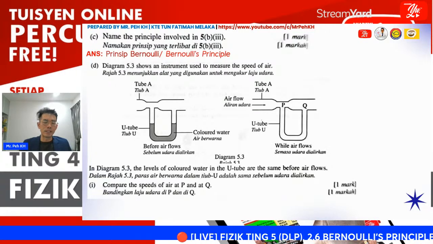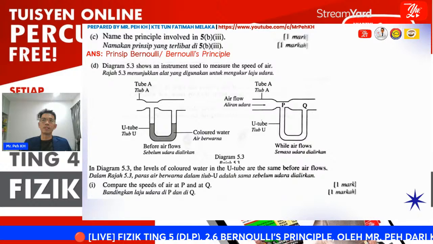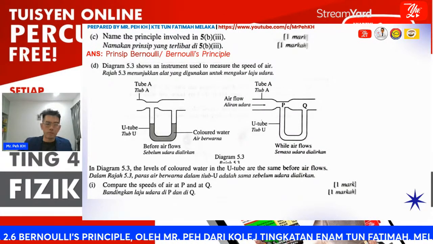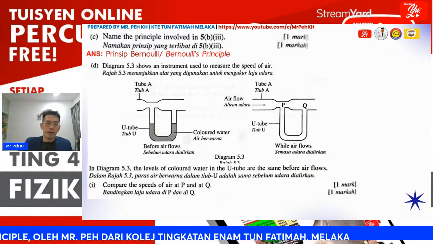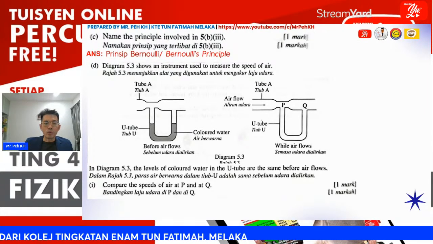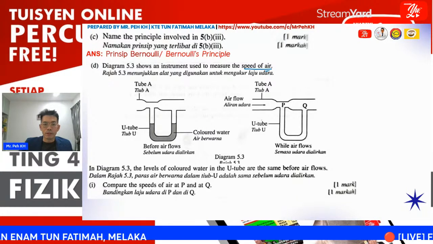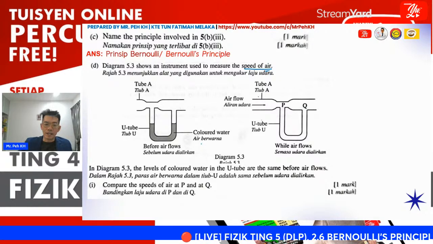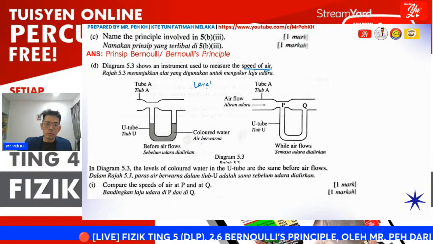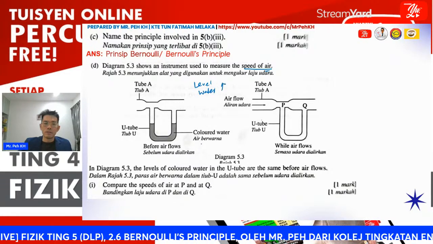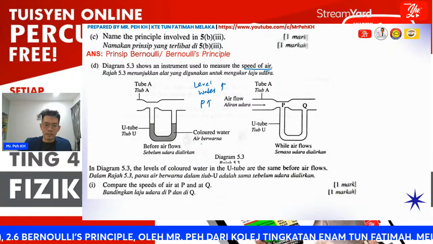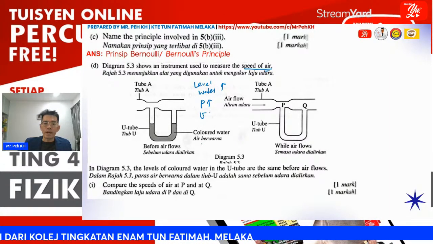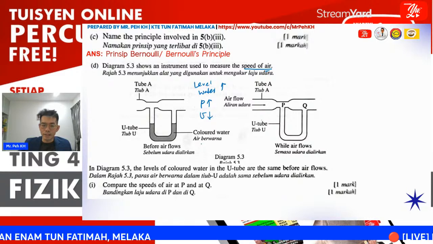Okay, the next question, part D. This is the observation we made just now at Learning Center 1, with the activity in the textbook, 2.13. Diagram 5.3 shows an instrument used to measure the speed of the air. When the level of the colored water is higher, that means the pressure is higher. So according to Bernoulli's principle, the speed of the air here will be lowest.